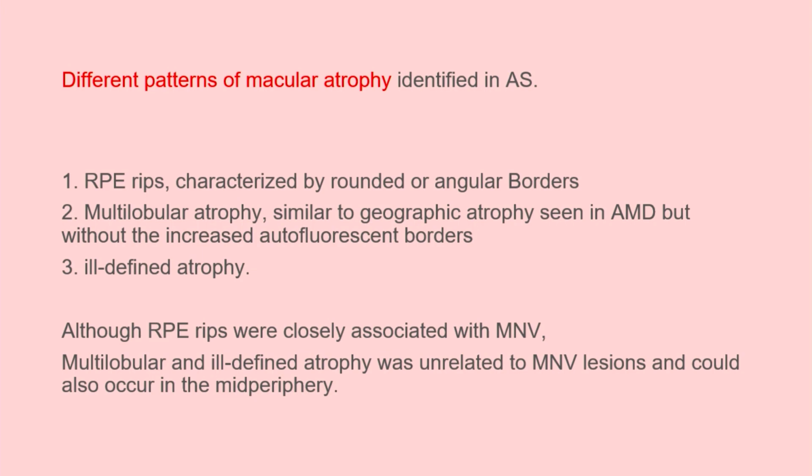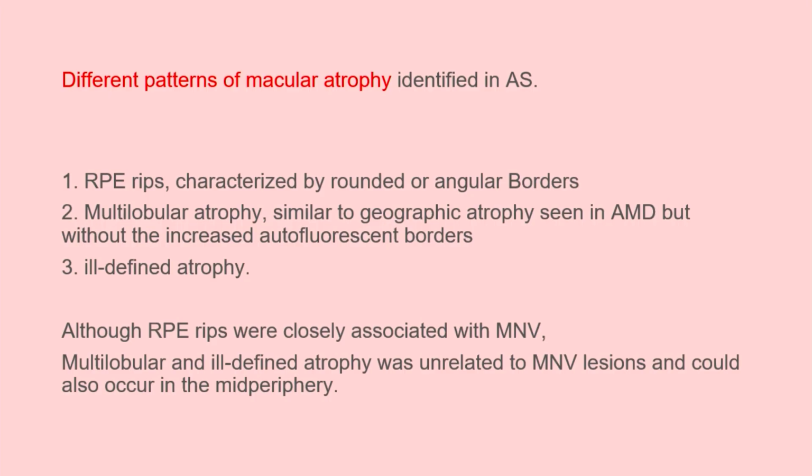There are different patterns of macular atrophy identified in angioid streaks. First is RPE rip, which will be characterized by rounded angular borders. Second is multilobular atrophy, which is similar to geographic atrophy. And third is ill-defined. The RPE rips are closely associated with macular neovascularization, and multilobular and ill-defined are less related to macular neovascularization.